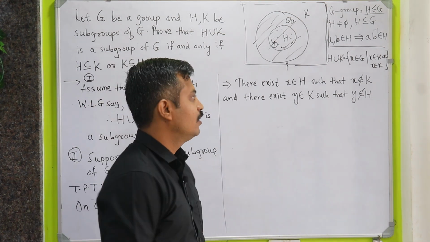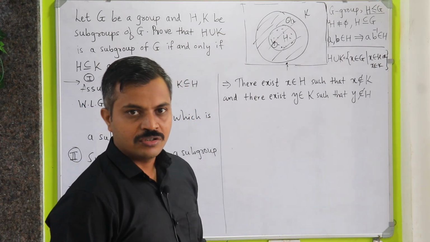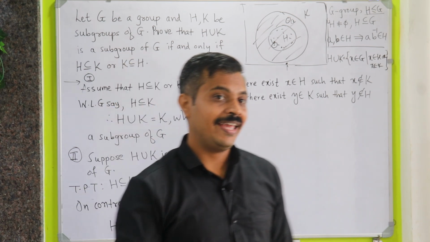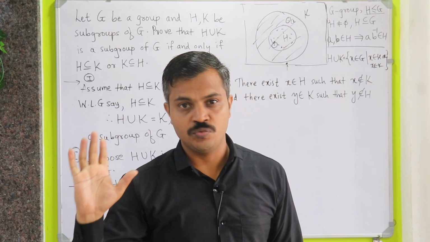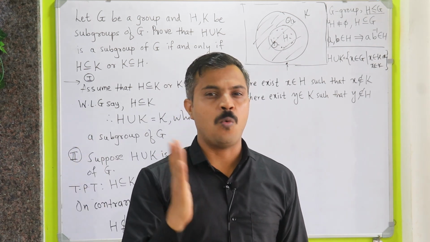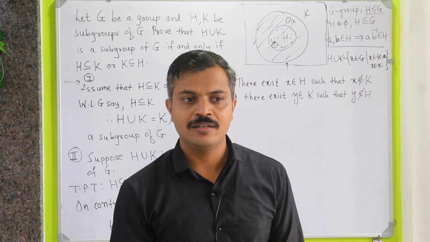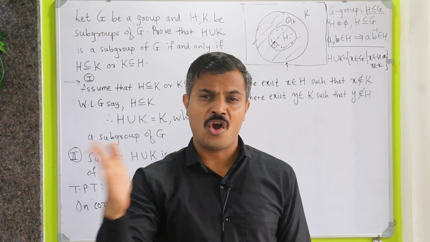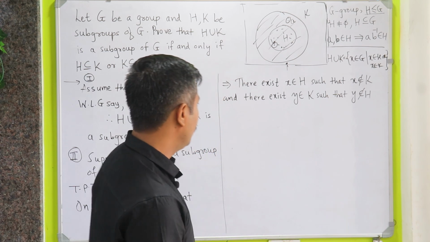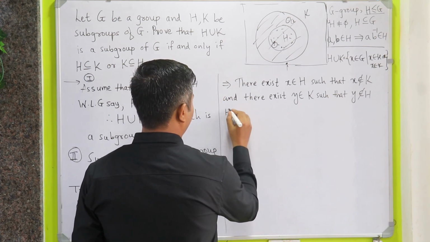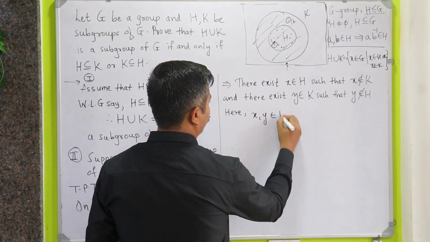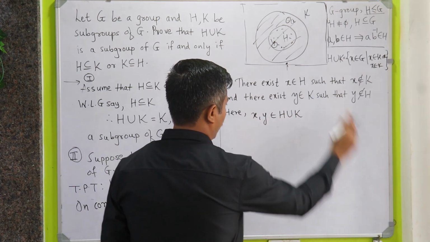Now X is a member of H, Y is a member of K, so definitely X is a member of H union K as well as Y is a member of H union K, right? Because H union K either contains elements of H or elements of K, right? So I'll say here this X and Y both belong to H union K.